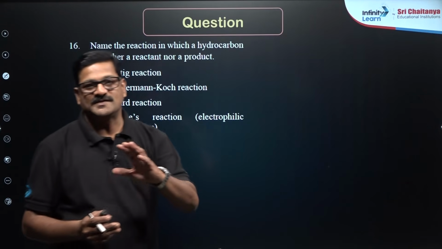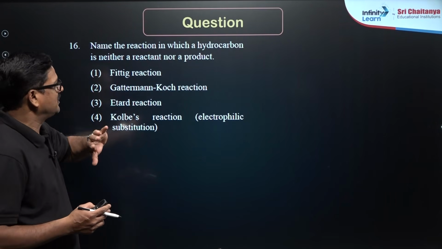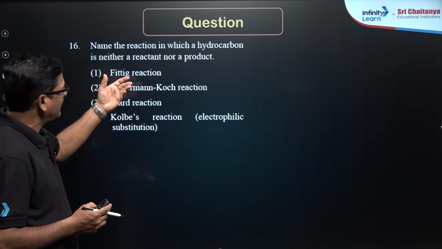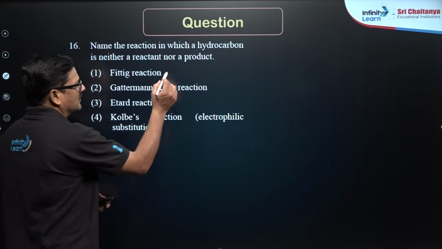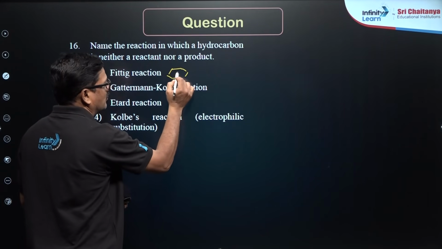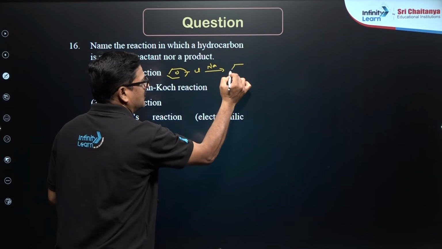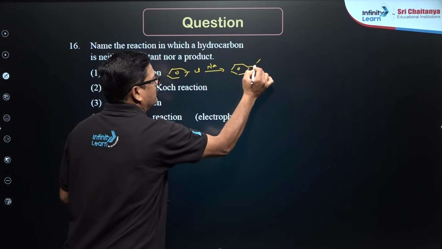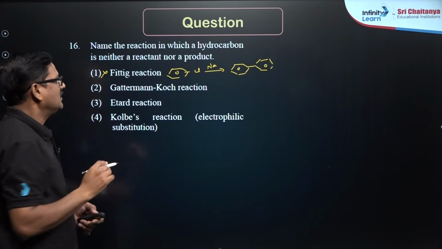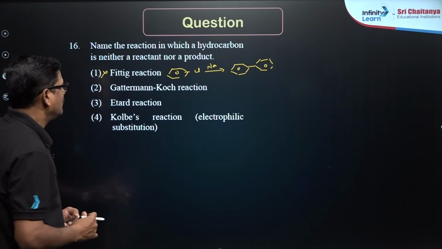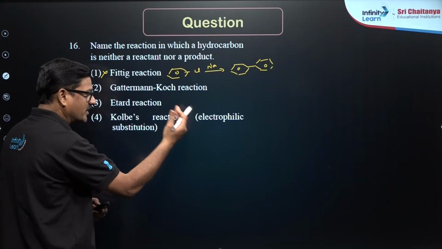Here is the question based on the named reactions. Name the reaction in which a hydrocarbon is neither a reactant nor a product. Fittig reaction: you are going to get sodium metal in dry ether, biphenyl is formed. So it is a hydrocarbon, so it cannot be. Gattermann-Koch reaction, you are going to get it directly from the benzene. Etard reaction, toluene is formed.